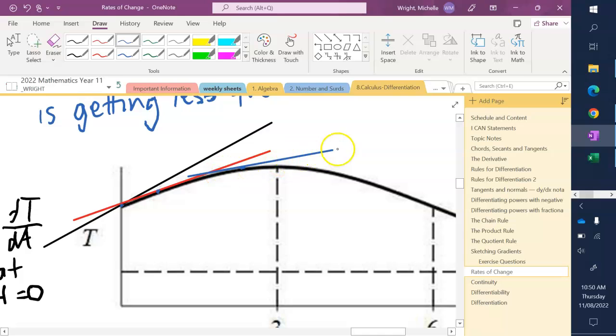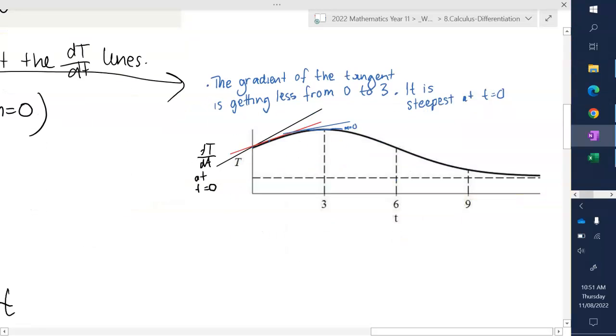and the dy dx, or the gradient of the tangent, is flatter again until we get up to 3, and 3 is where it's very flat. It's a gradient of 0. So let's think about how that's going to help us answer that question.